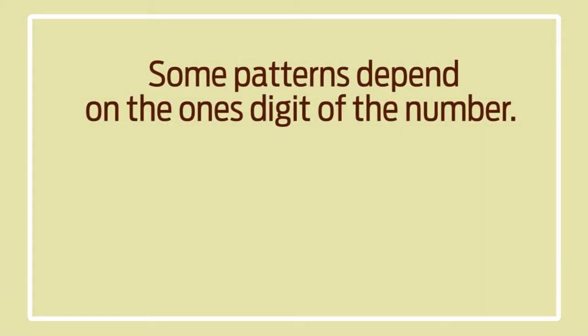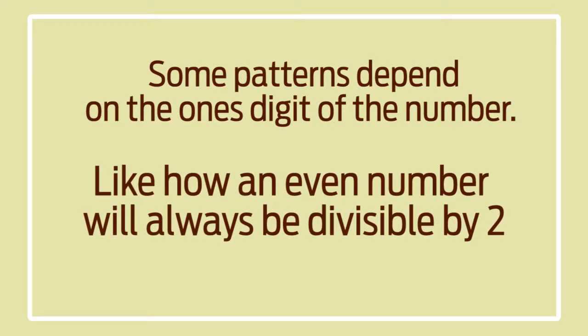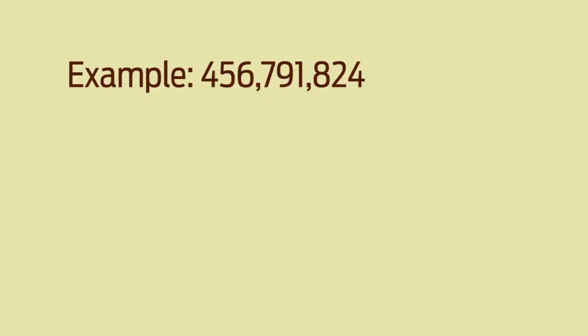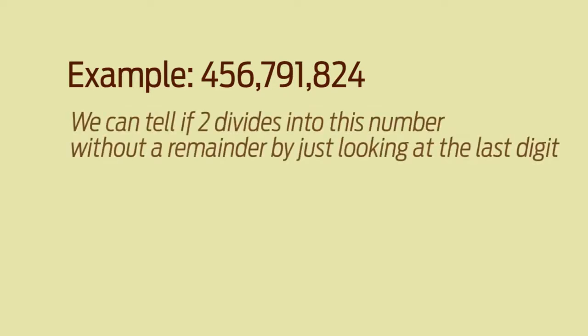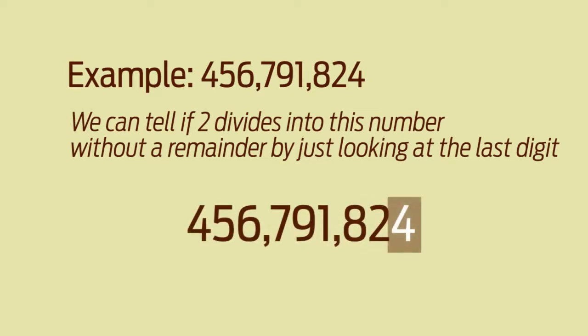In divisibility, some patterns depend on the ones digit of the number, like how an even number will always be divisible by 2. Example: 456,791,824. We can tell if 2 divides into this number without a remainder by just looking at the last digit. For this example, the last digit is 4. This means that the number is even and 2 will divide into it without a remainder. Therefore, it is divisible by 2.